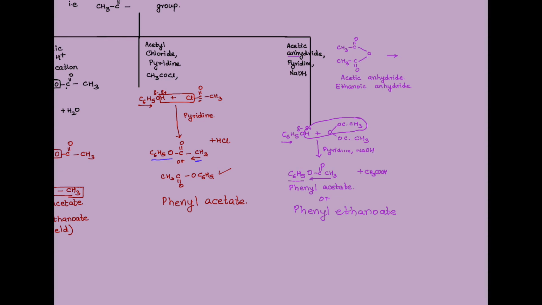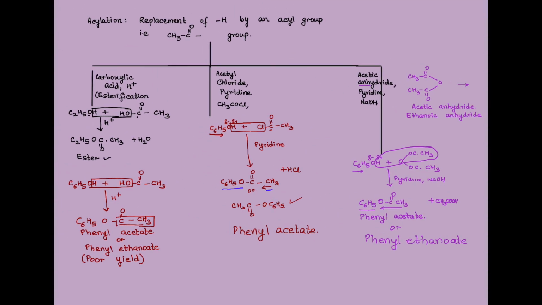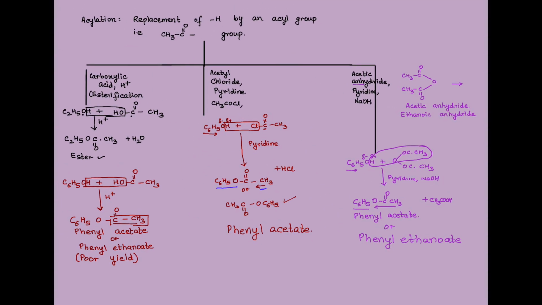So let's have a full view of all the three reactions or of all the three methods of acylation. Treatment with carboxylic acid, treatment with acetyl chloride, or treatment with acetic anhydride. All of them giving us the same product, phenyl acetate, but the first reaction gives us poor yield, so usually in the case of phenols, we do not carry out this method in order to bring about acylation.